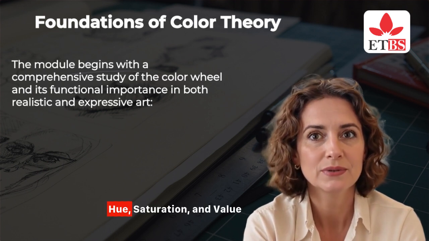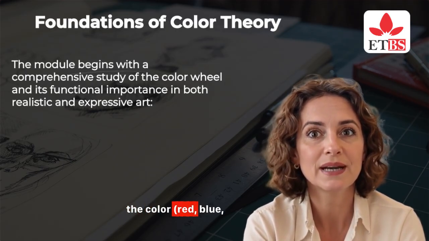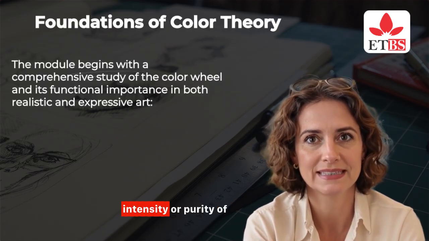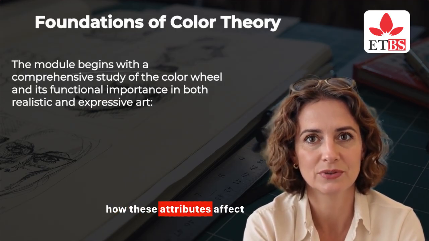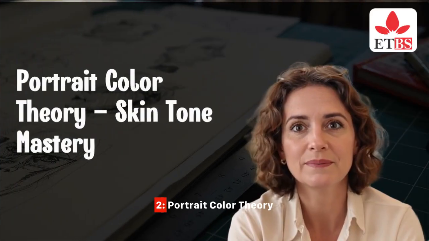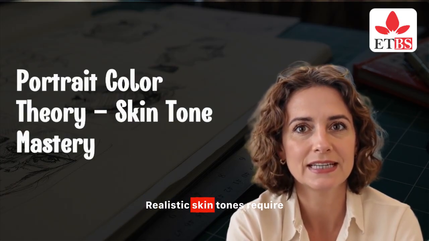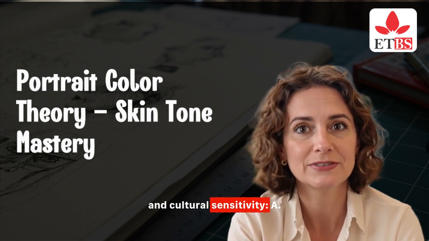B. Hue, saturation, and value. Hue: the name of the colour, red, blue, etc. Saturation, or chroma: the intensity or purity of the colour. Value: the lightness or darkness of a colour. Artists learn how these attributes affect form modelling and visual depth. 2. Portrait colour theory, skin tone mastery. Realistic skin tones require optical blending, careful observation, and cultural sensitivity.